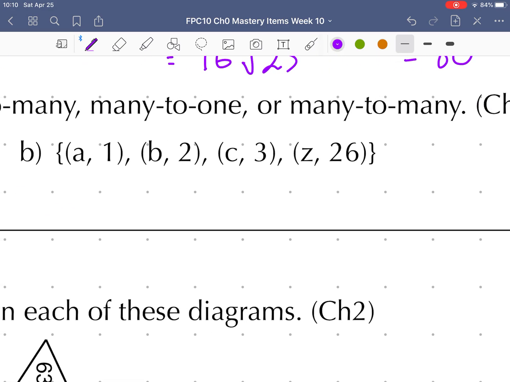Letter B. A goes to 1, B goes to 2, C goes to 3, and Z goes to 26. If we just look here, we see each item in the domain once. And we see each item in the range exactly once. If you see each item in the domain exactly once and each item in the range exactly once, it's going to be a one-to-one function. As you go through chapter 5, you'll get some more experience with one-to-one, one-to-many, many-to-one relations.